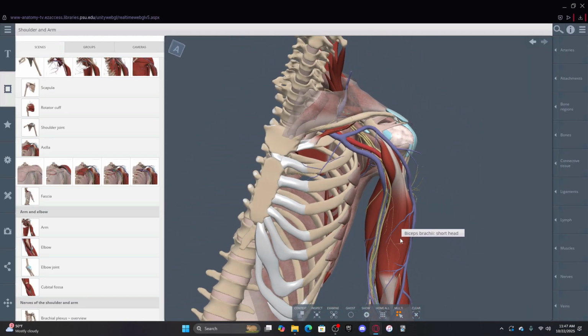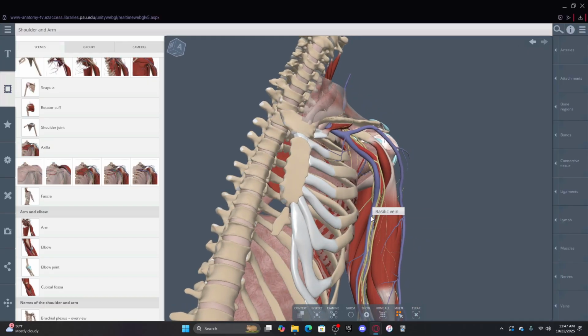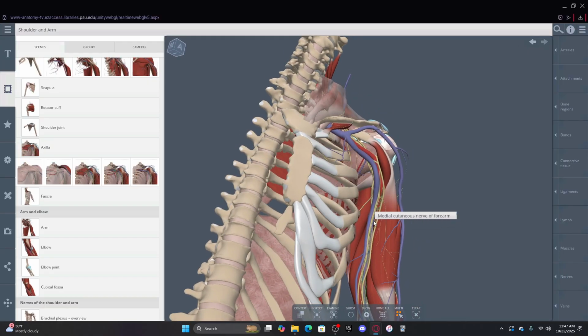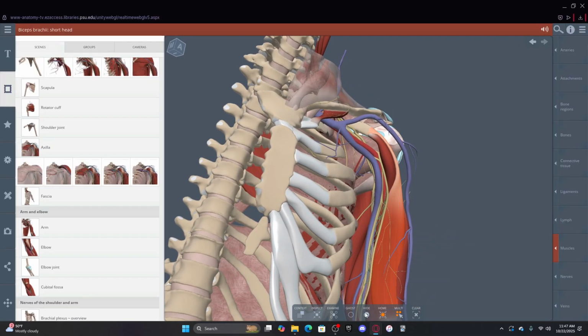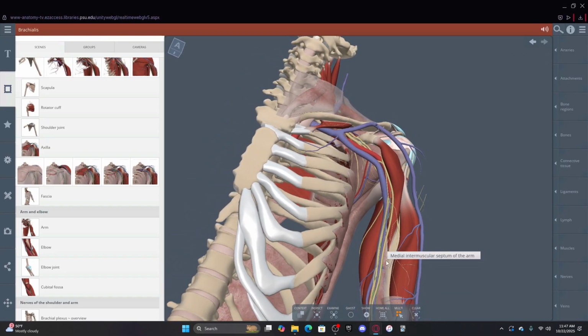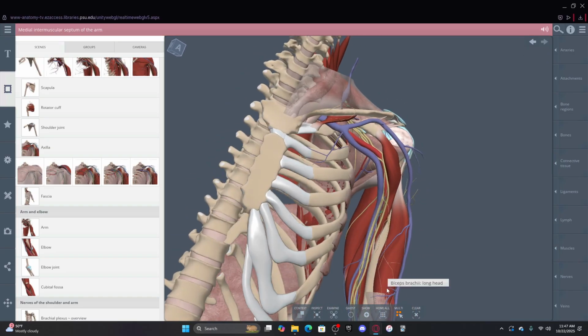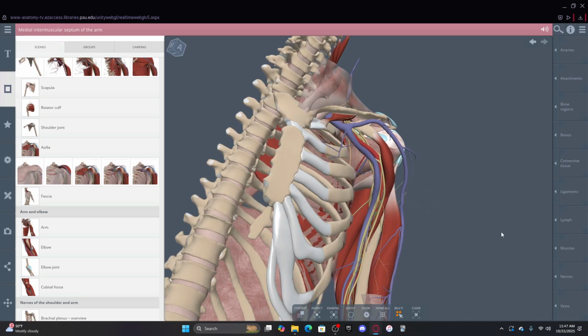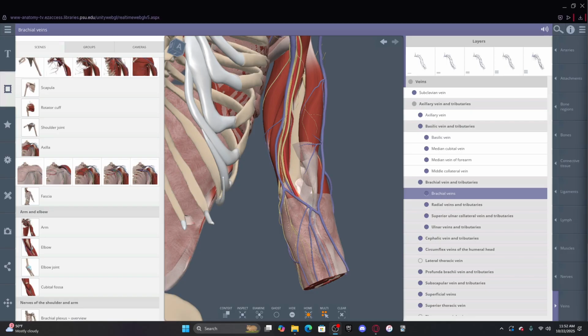Let me move this way. Let me just remove. Okay. Let me just get the rest of the artery so we can see it. One second. All right, here we go.